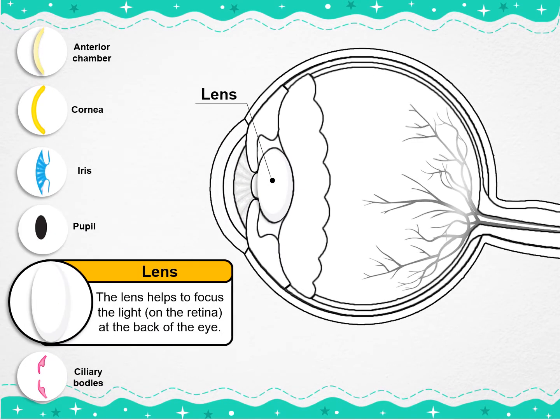Lens. This is found inside the eye. The lens helps to focus the light on the retina at the back of the eye. The lens is just like a handheld lens we use to magnify things. It is transparent and curved outward on both sides, see the images. This character is called biconvex in shape.